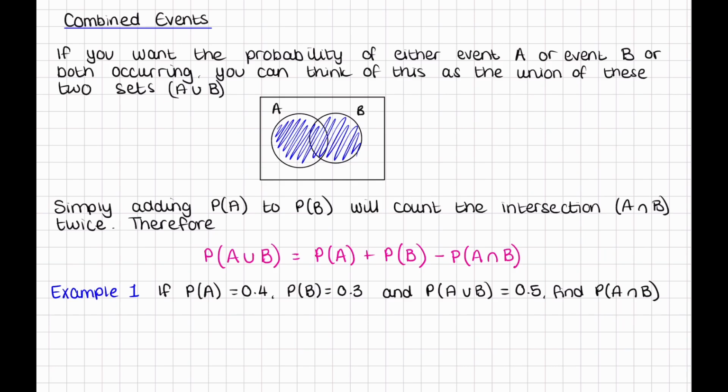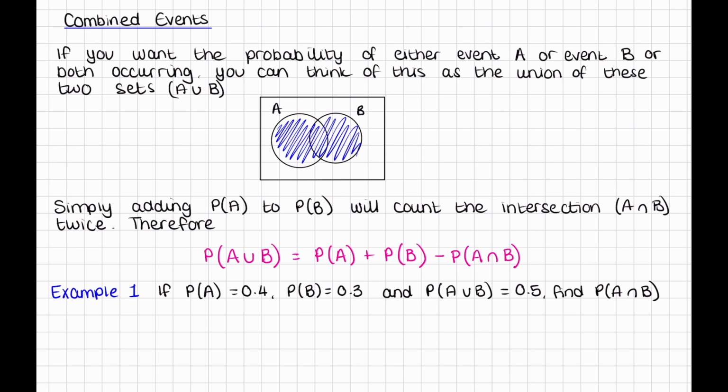This carries on with some probability techniques, but links more to some rules that we can use in relation to combined events, mutually exclusive, independent, and conditional. So first of all, we're going to look at combined events. If you want the probability of either event A or event B or both occurring, you can think of this as the union of these two sets, the A or B.